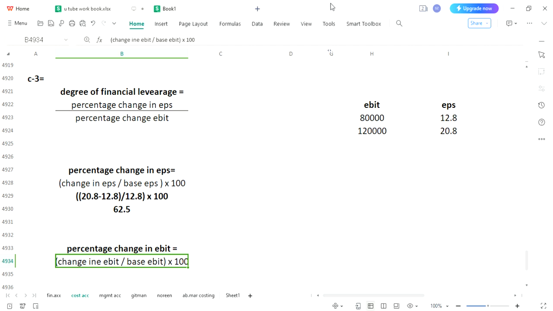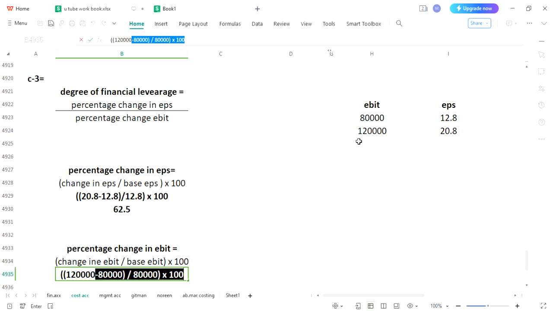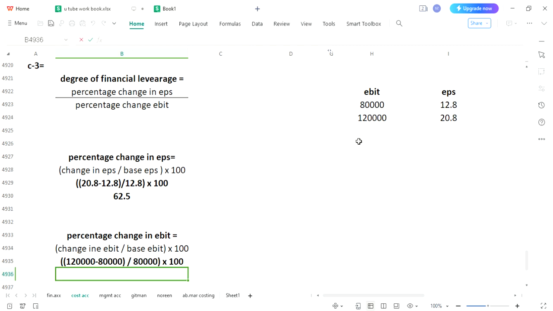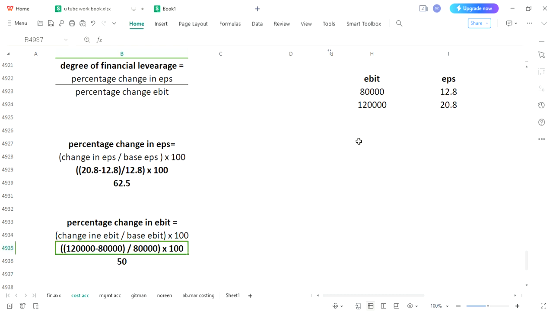For change in EBIT, simply subtract these two amounts to calculate the difference, or change in EBIT. So 120,000 minus 80,000. Excel has automatically picked everything, so we have got the amount. Now we will put it on the calculator: 120,000 minus 80,000 is the difference, and then you divide by base EBIT given in your question, 80,000, close your bracket, and then simply multiply it by 100. So both changes have been calculated.